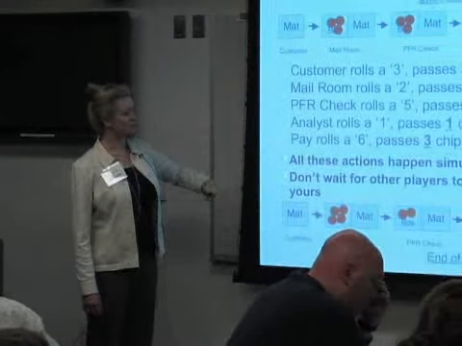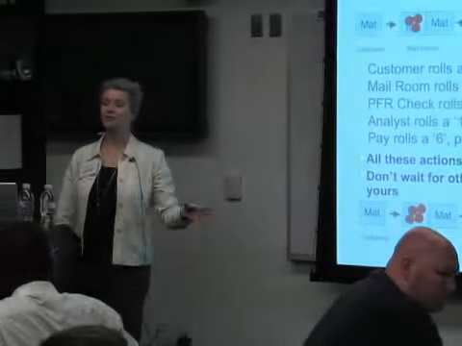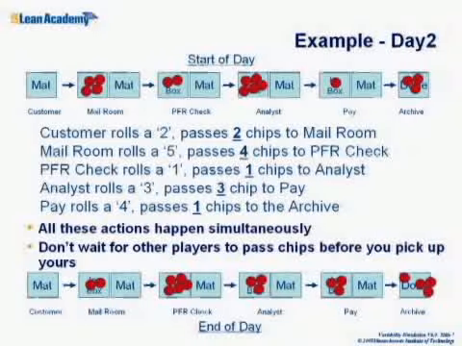All these things happen simultaneously, and you don't wait for other people to pass you chips before you pass your chips on. So now this is what happens in day 2. You're left with this setup at the beginning of day 2. You roll your dice, and you have some cases of underutilized capacity. For example, here you'd roll a 5, but you can only pass 4 chips because that's the most you have. And then we're at the end of day 2.